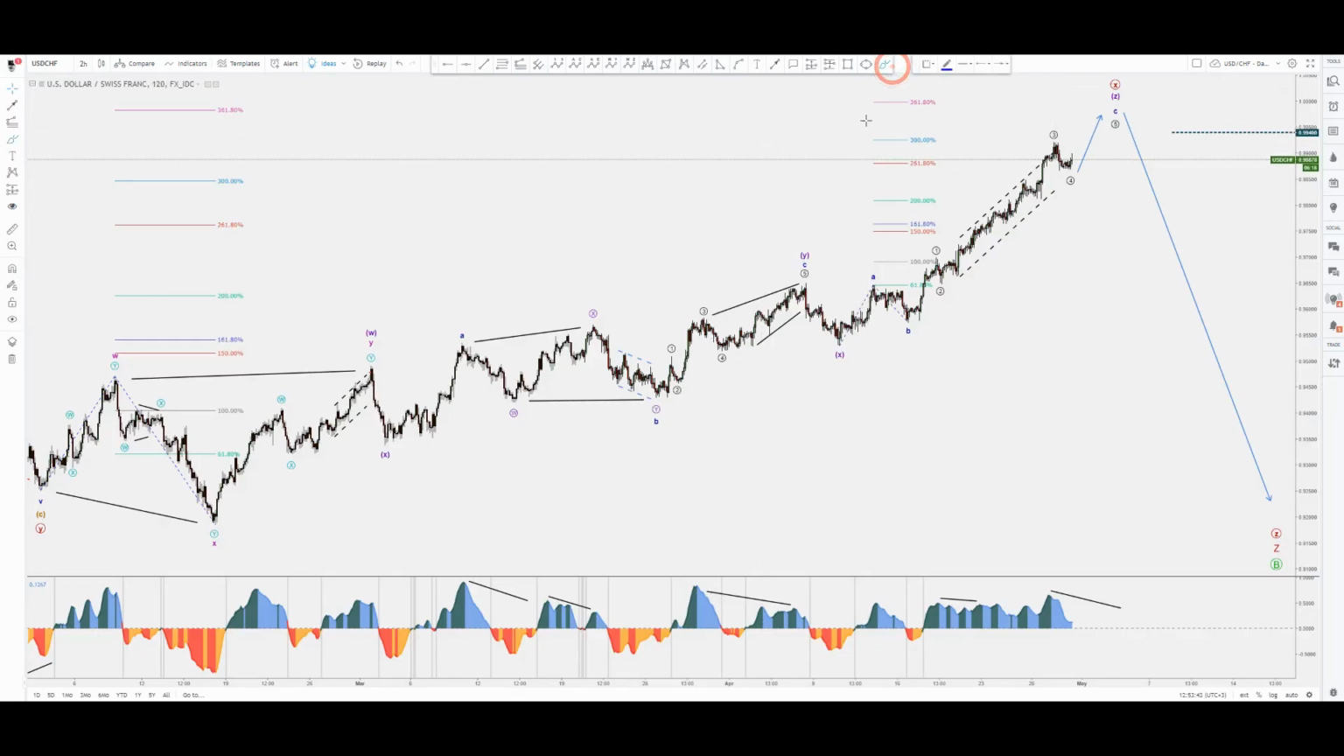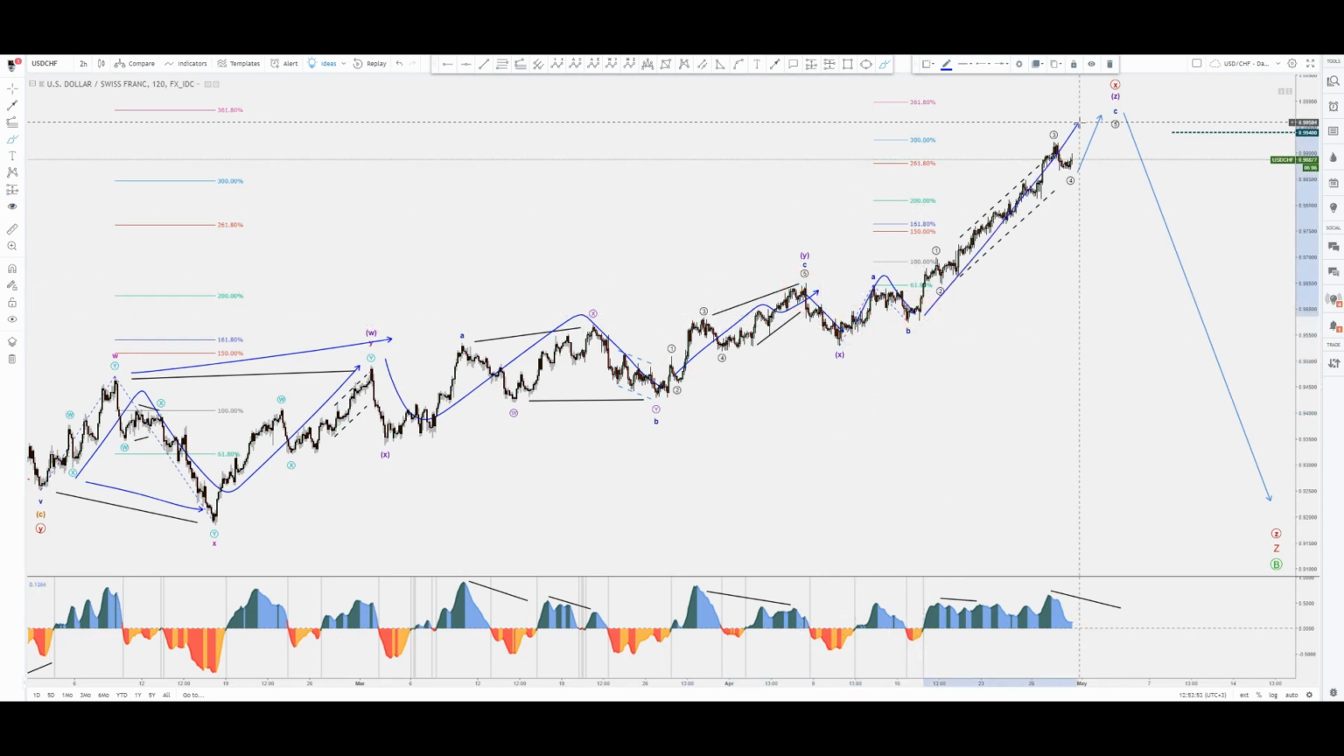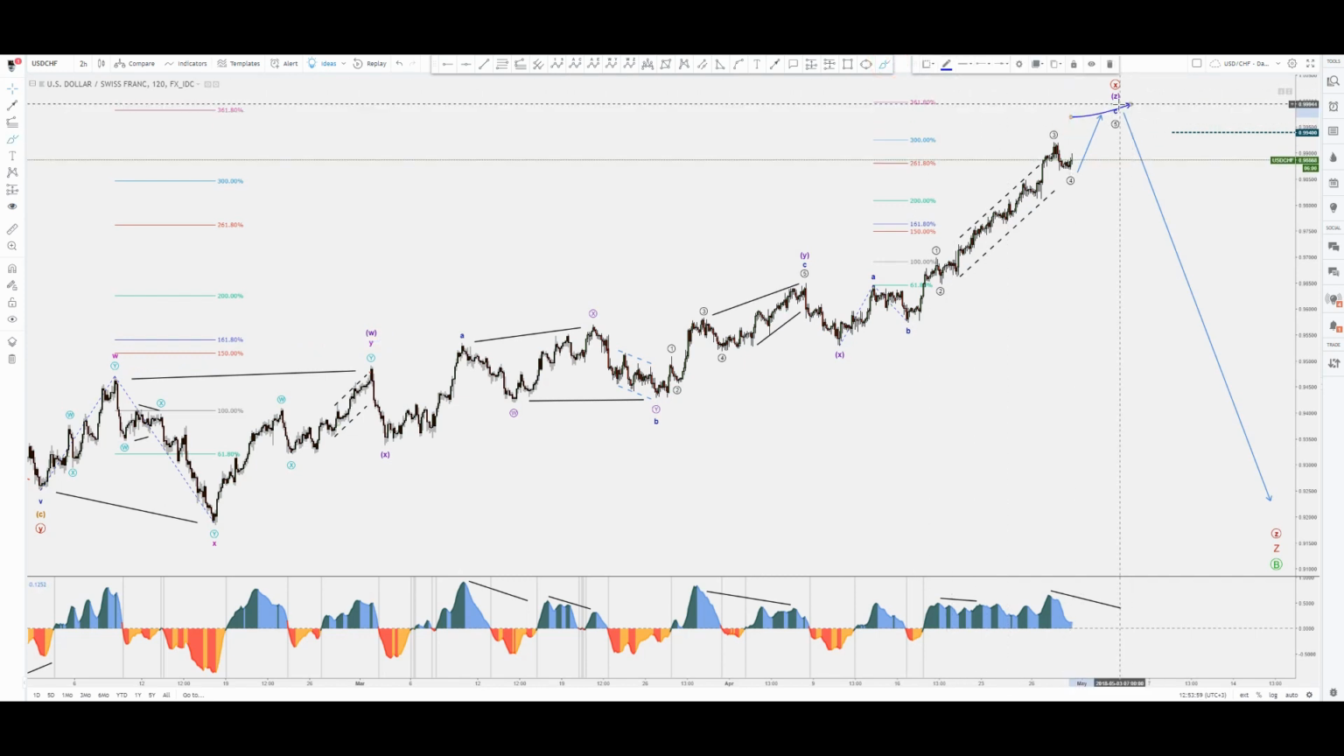USD Swiss, similar corrective piece right here with one structure in this, then another structure in this, X and then AB and the extension and the final squeeze for the overshoot, and we could possibly see a bearish divergence right here for this to possibly unfold. As we can see, the oscillator lines are quite diverging right here with the price action.